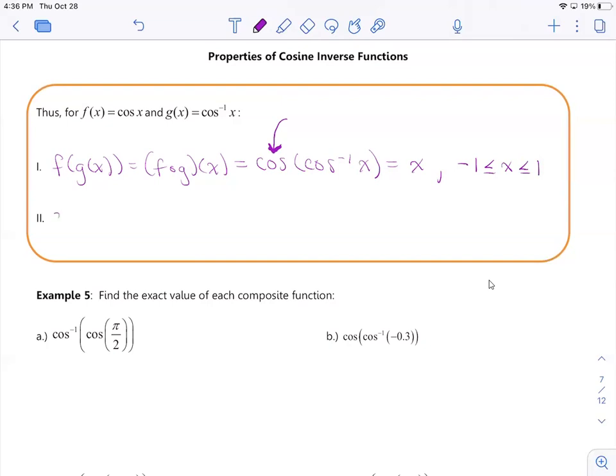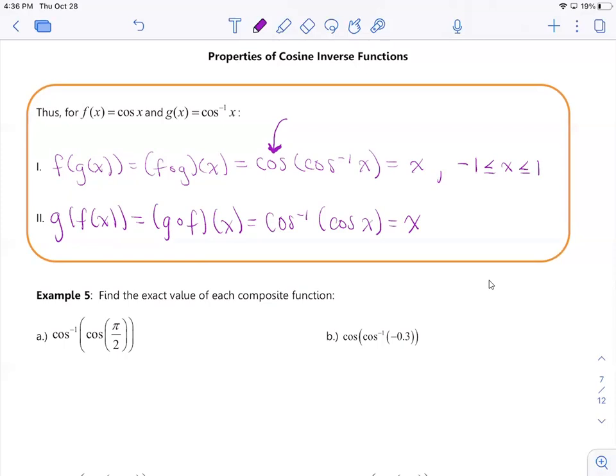Now, if I switch the order, again, these mean the same thing. Well, now my outside function is the inverse function, and this should spit out just the input. However, we did some restricting here.